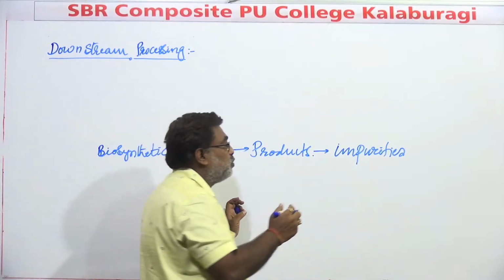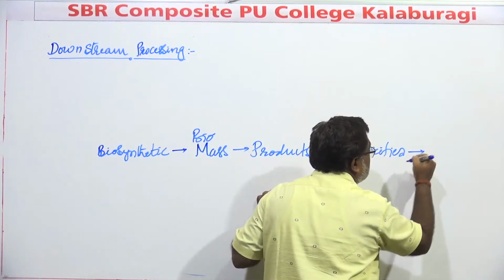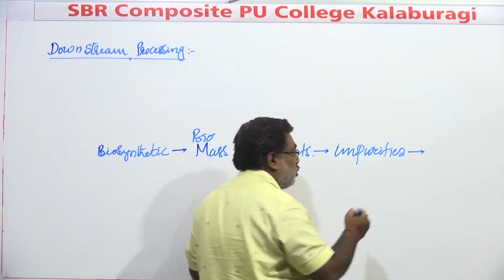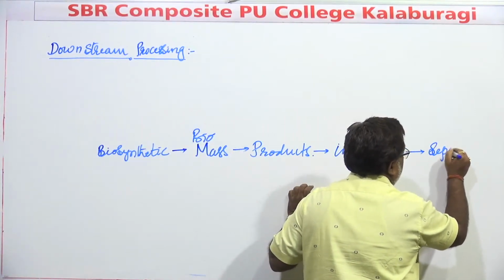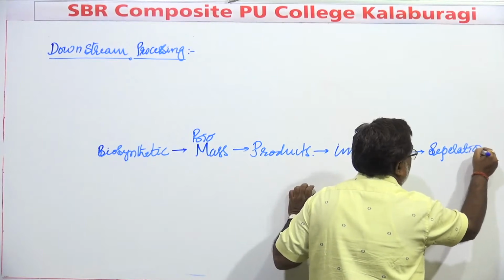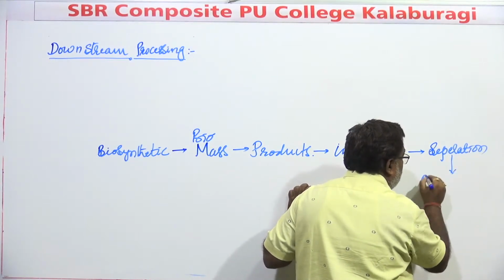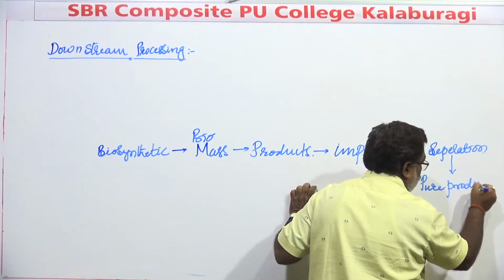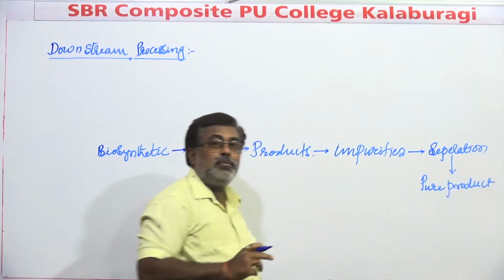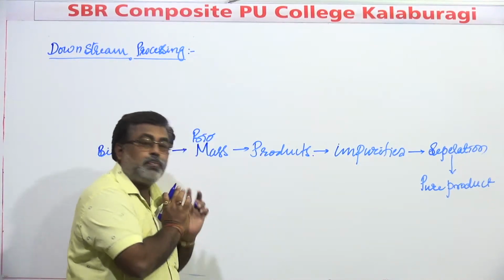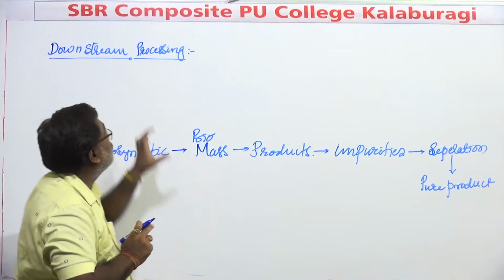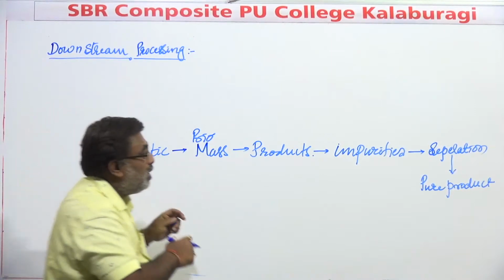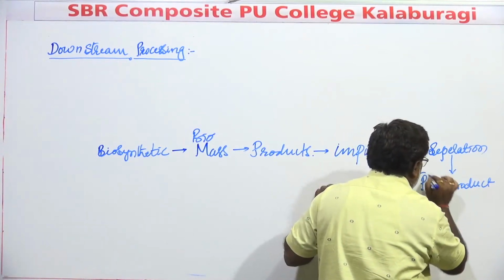So these impurities will be removed or separated. After that separation, we will get the pure product. So getting the pure product is called what? The downstream process.